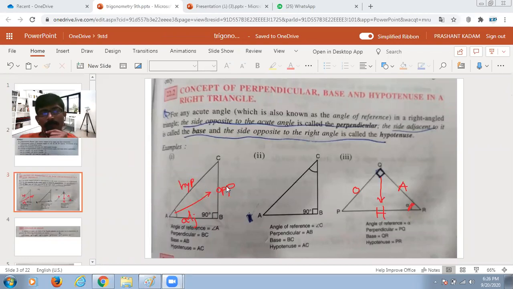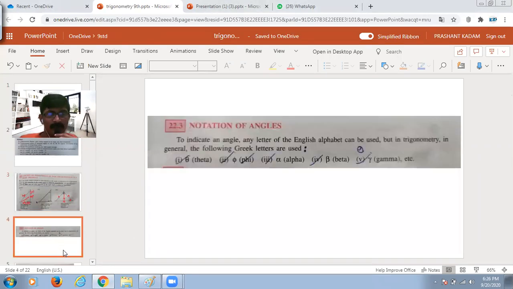So some people call this side BC, the opposite side, perpendicular. And some people call this adjacent side base. And the hypotenuse remains the same. So some people call it perpendicular, base and hypotenuse, and some people call it opposite side, adjacent side, and hypotenuse. Okay, now why I told you that, you'll understand in my next slide.